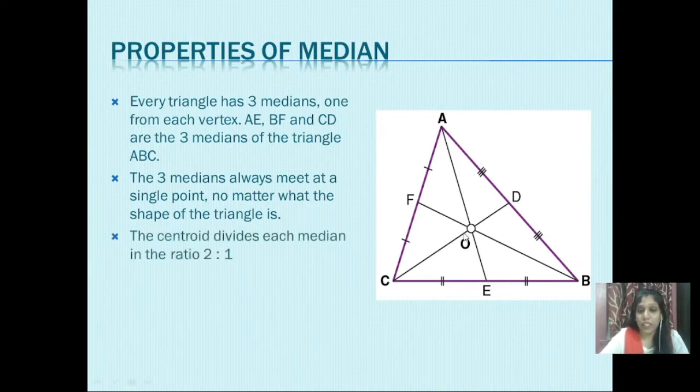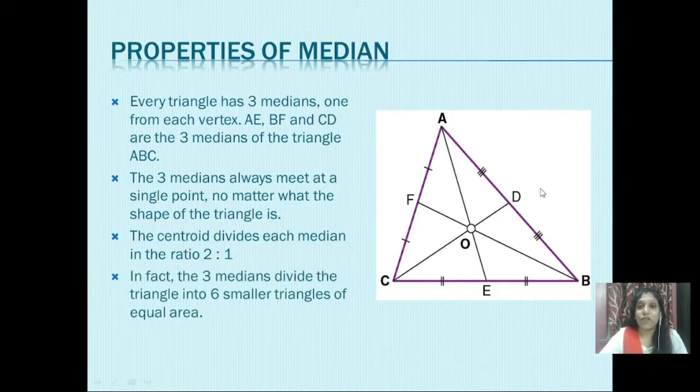The centroid divides each median in 2:1 ratio. If you see, the centroid is dividing each median in 2:1 ratio. In fact, three medians divide the triangle into six triangles of equal area. Correct? So they divide it into six smaller triangles of equal area.